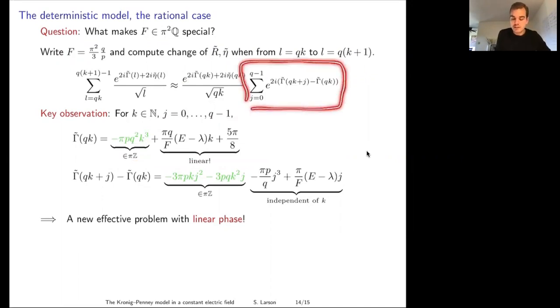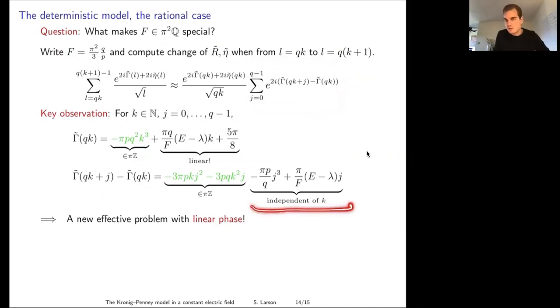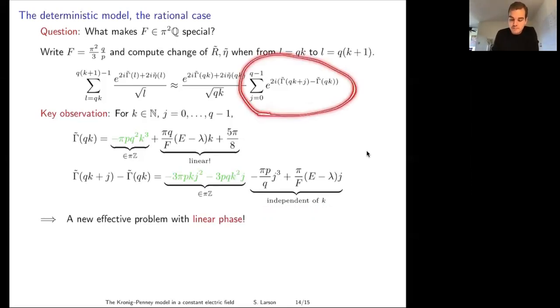So what remains is to understand this sum here. But using the same sort of idea, we expand the cubics. You get something that's an integer multiple of pi. Again, we can ignore it. What remains is still cubic, but it's independent of K. So it's independent of the new effective summation variable that we want to sum in later on. It just depends on this J, but that we just sum up to Q minus 1. So this guy here is independent of K. It's just an overall phase factor, which doesn't affect the effective recursion equations that we get after this second coarse graining.